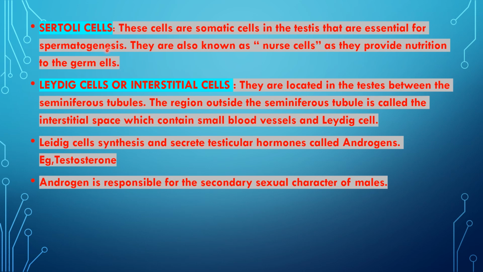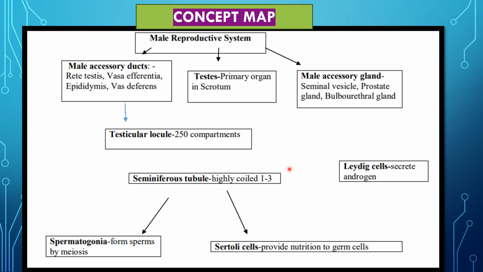So is it clear, children? So we learnt about Sertoli cells and the interstitial cells. Sertoli cells are known as the nurse cells as they provide nutrition to the germ cells, and the interstitial cells or the Leydig cells synthesize, produce and secrete androgen, and one important androgen is the hormone testosterone, which is a sex hormone, and this is responsible for producing secondary sexual characters in male. So hope you understood. So here is a concept map.